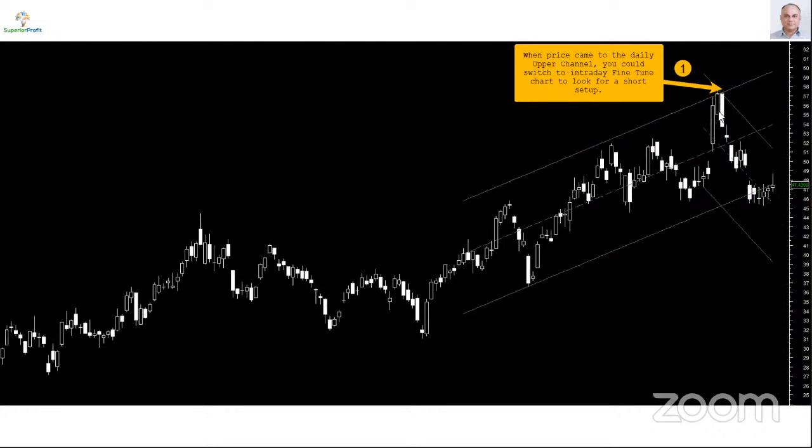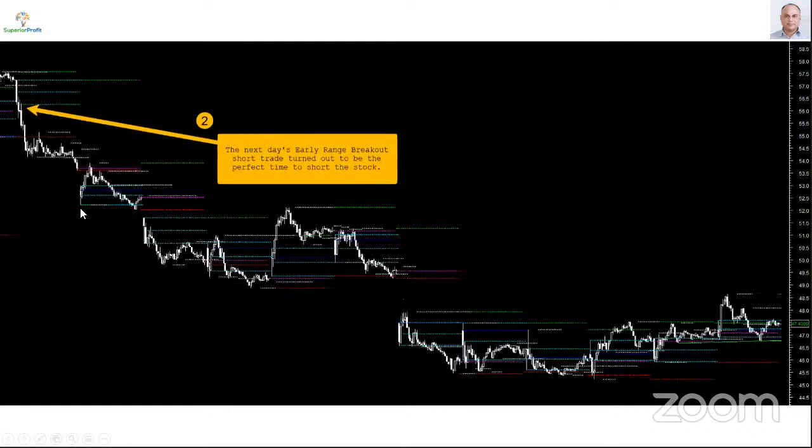Next day means this down candles chart using the fine-tuned template. This is how it happened. We would be ready at the close of this day. Next day, the early range high and early range low lines form. I'll cover these pivot lines later. The technical setup is the early range breakout setup.